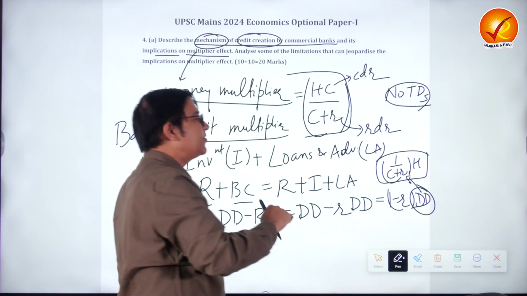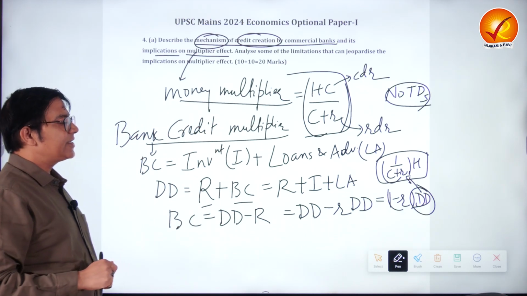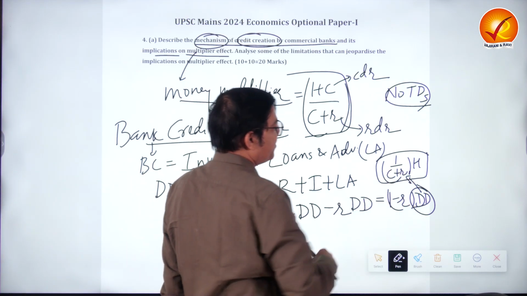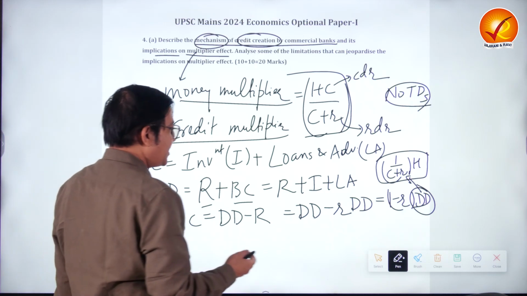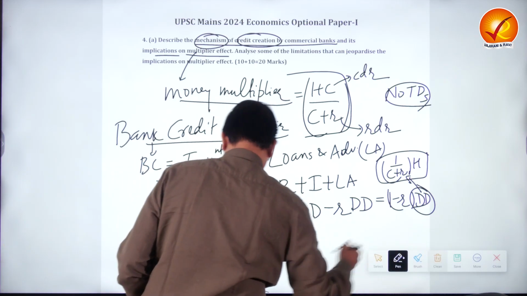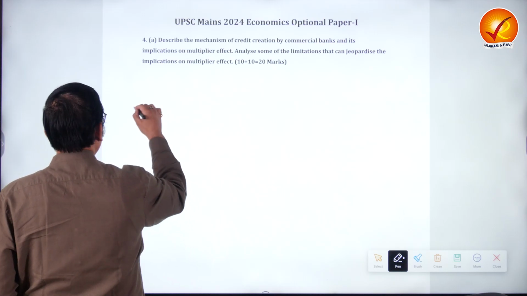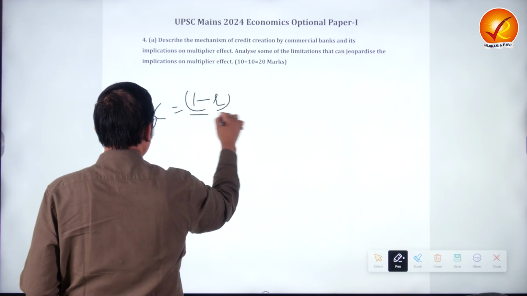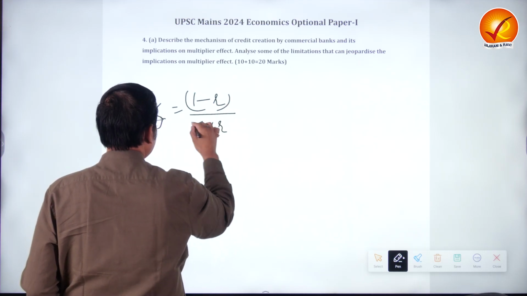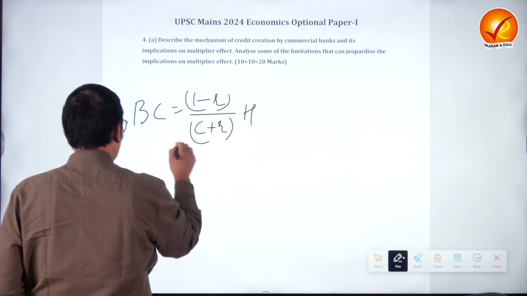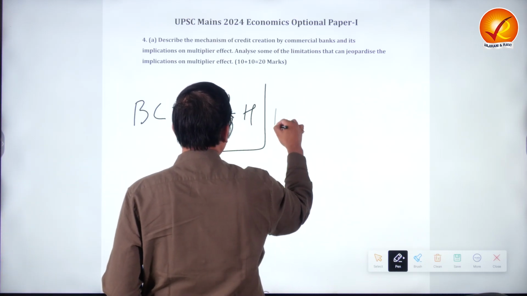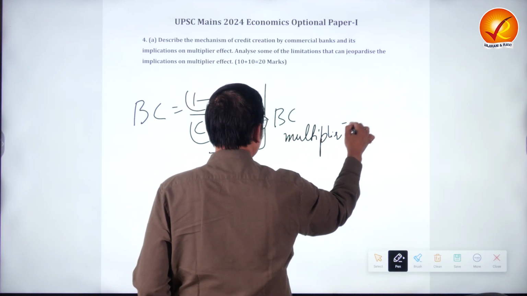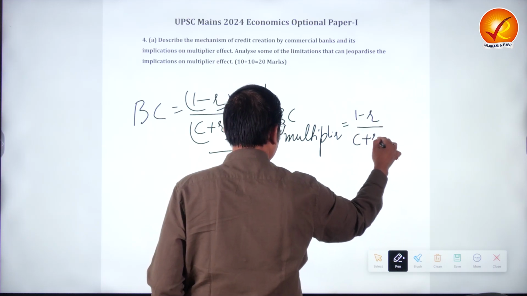I am not deriving these things because these are easier. You can get it from any standard book on money and banking. Okay, so this DD, demand deposit, is 1 upon C plus R into H. By that logic, you can say that the bank credit can be given as 1 minus R divided by C plus R into H, or the bank credit multiplier will be 1 minus R upon C plus R.